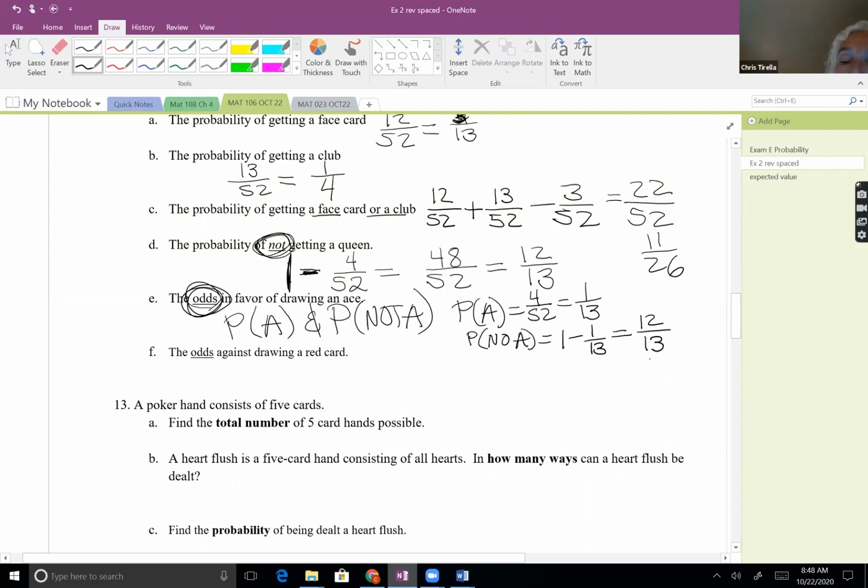So I want to make sure my fractions have the same denominator. If they do, my odds are the ratio of the numerators. When I look for the odds against, I just reverse that. It's the probability of no to the probability of yes.